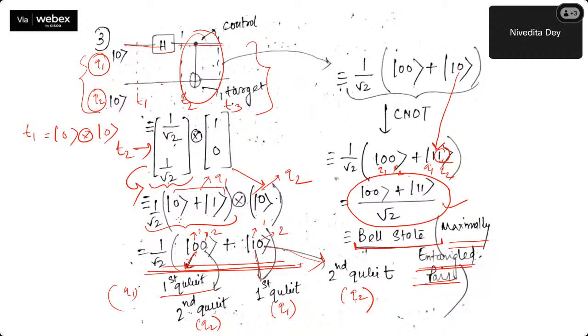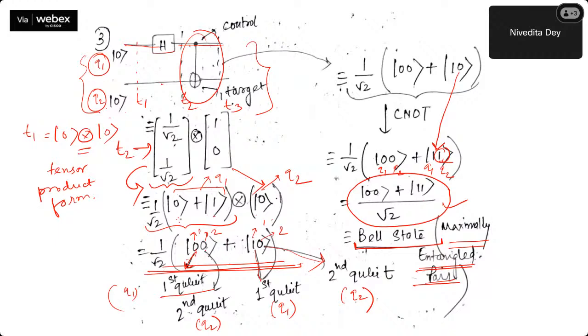Now, at T1 we have done nothing, so it's 0 and 0, a tensor product. This is a tensor product representation. At T1, I have done nothing, right? So Q1 is 0, Q2 is also 0. After time T2, that is also maximally entangled.